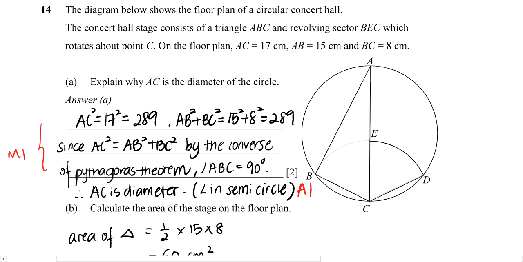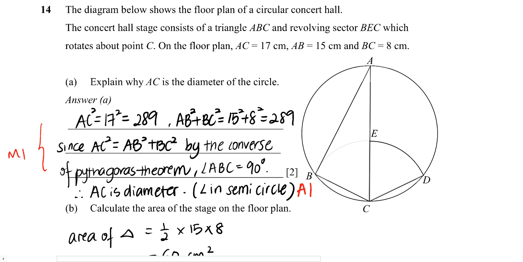Therefore, we have to use the converse of Pythagoras, because Pythagoras theorem starts off with a right angle. Then it tells you the square of the hypotenuse is the sum of the squares of the two sides. But now we're going the other way. We're going to use the square of the hypotenuse and compare it to the sum of the squares of the other two sides. We're going to see that they are the same. Therefore, we prove that it is a right angle.